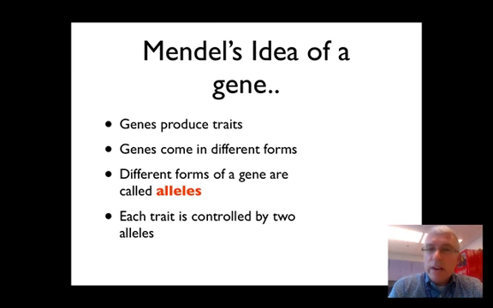Now, you guys already know that genes are built from DNA. They're stored in chromosomes, and chromosomes move around inside the nucleus during cell division. Mendel had no idea about any of this, but he was looking at the idea of a gene from the point of view of a trait. And he noticed that traits came in different forms. And he used the word allele to describe the different forms of a trait. And he figured out that each trait is actually controlled by two different alleles, or a pair of alleles.